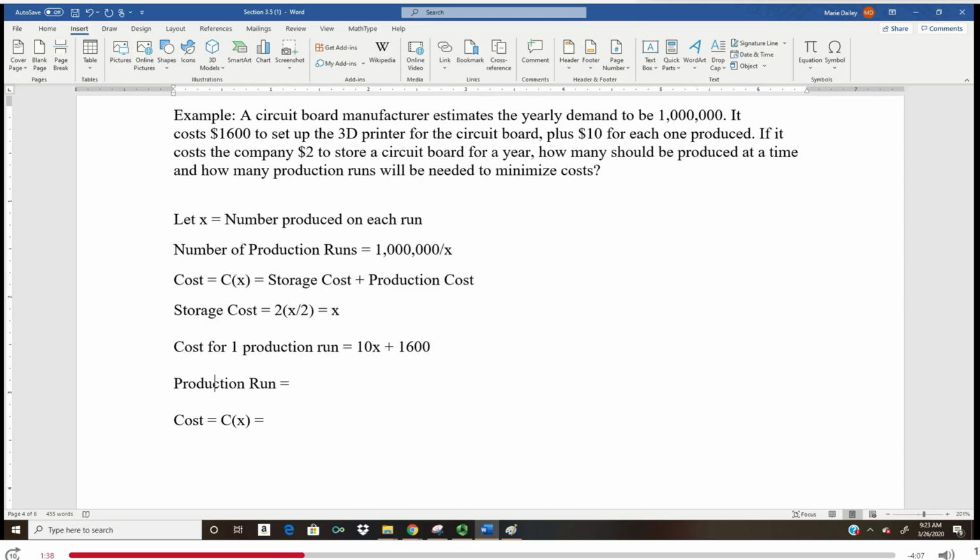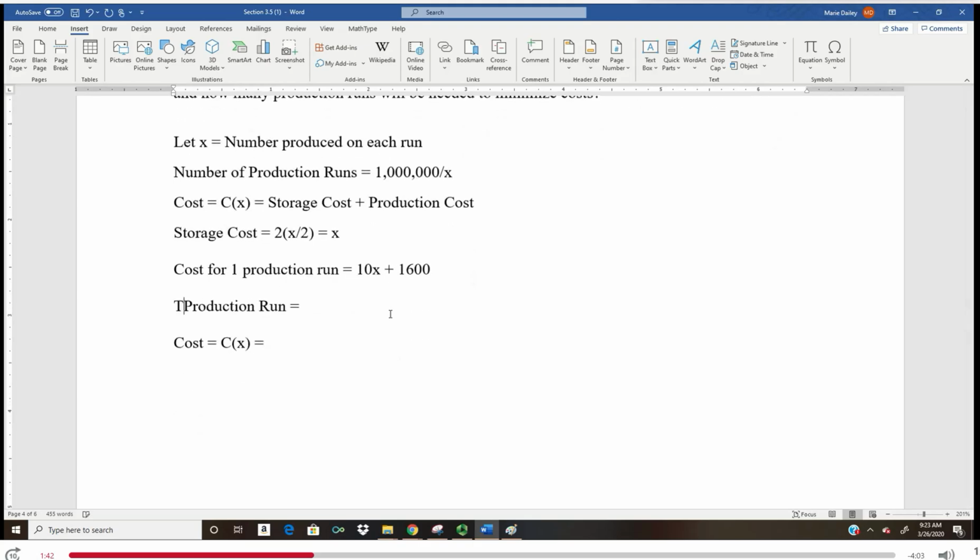Now the total production run cost for the year, I guess I should have written total there, is going to be the cost per production run, which is the 10X plus the 1,600, times how many production runs there are in a year. Well, there are 1 million divided by X production runs per year. So that's going to go right there.